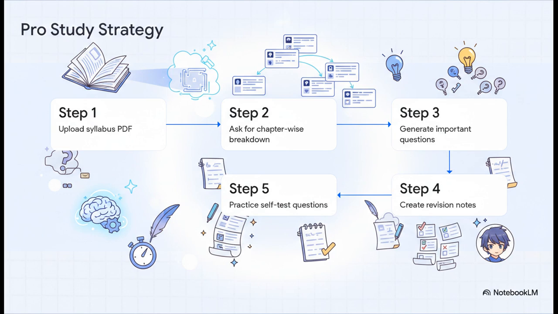Step 1, upload your entire course syllabus. Seriously, the whole thing. Step 2, ask it to give you a chapter-by-chapter breakdown of the whole semester. Step 3, for each one of those chapters, have it generate the most important questions. Step 4, have it create consolidated revision notes. And the final step, the knockout punch. Get it to create practice tests for you. It becomes your personal tutor.